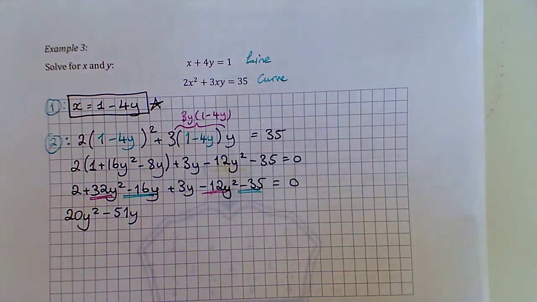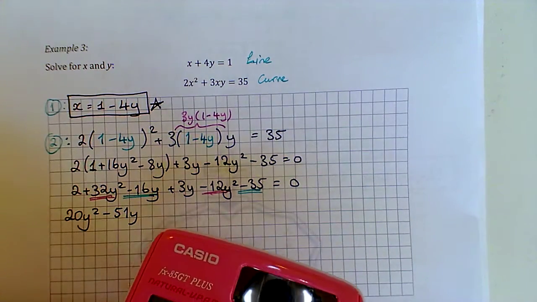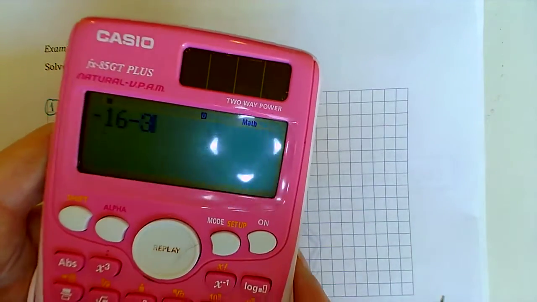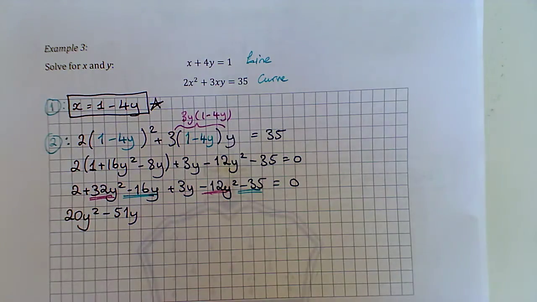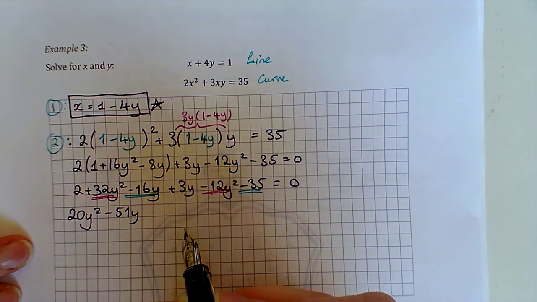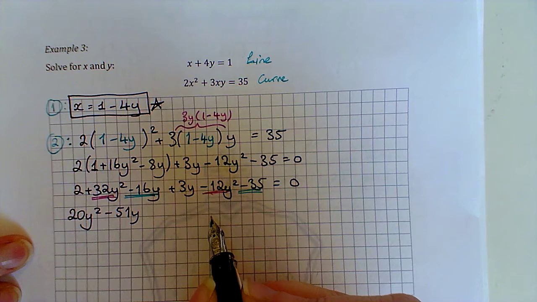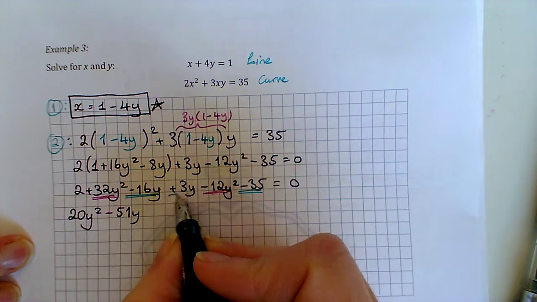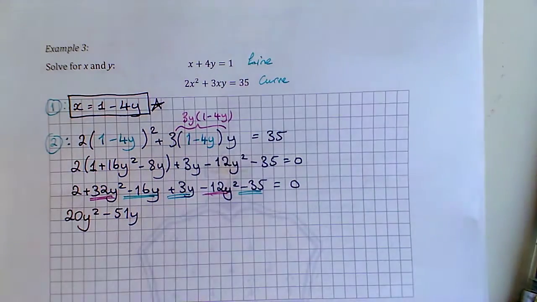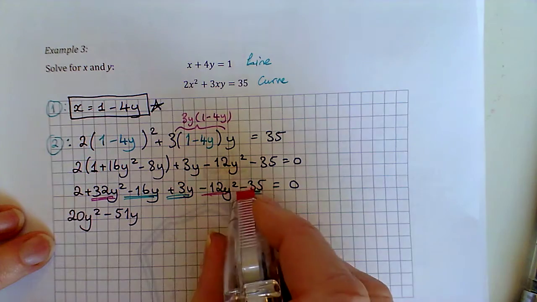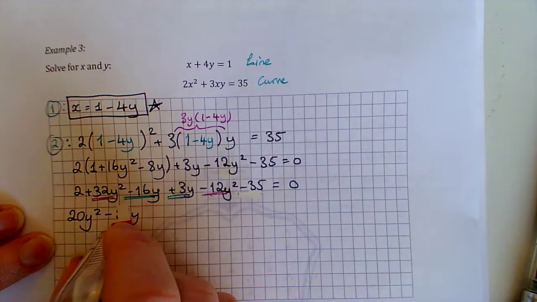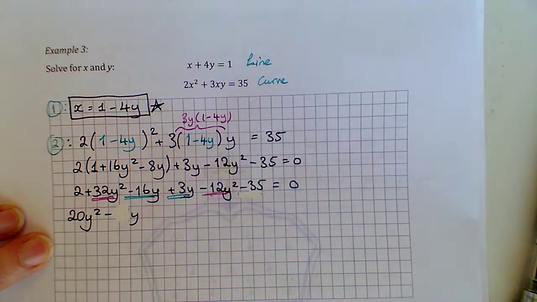I'm going to double check that. So minus 16 take 35 gives me minus 51. And then I've got, oh, I should be careful. I put the wrong thing together, didn't I? It's minus 16 plus 3y and not minus 35. Okay, I nearly put the wrong types of terms together there. Okay, minus 16 plus 3 is minus 13.